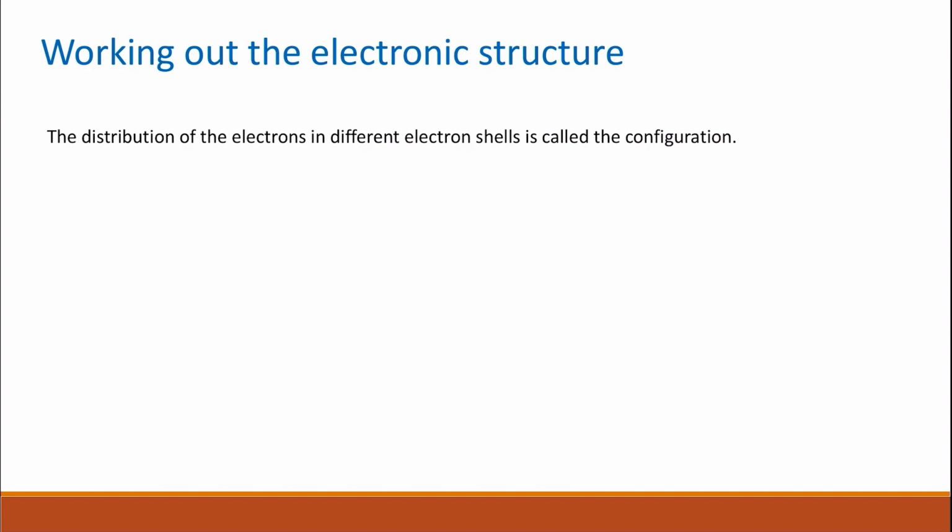The distribution of the electrons in different electron shells is called the configuration. And we can work out the electronic structure or electronic configuration of any atom by knowing its atomic number, because this will give us the number of electrons. For example, carbon has 6 electrons because it has an atomic number of 6, and the electronic configuration of carbon will be 2, 4. And then magnesium has 12 electrons, so the electronic configuration of magnesium is 2, 8, 2.